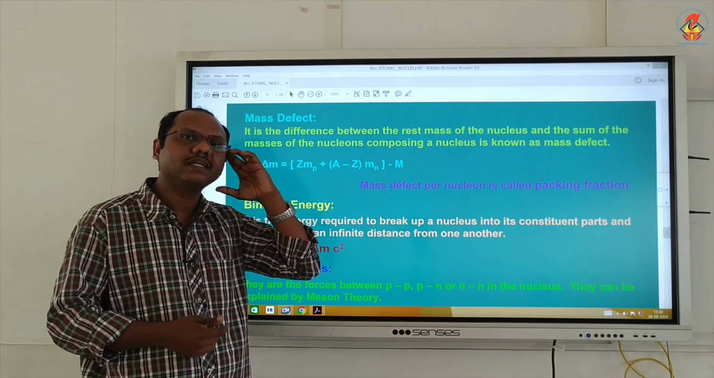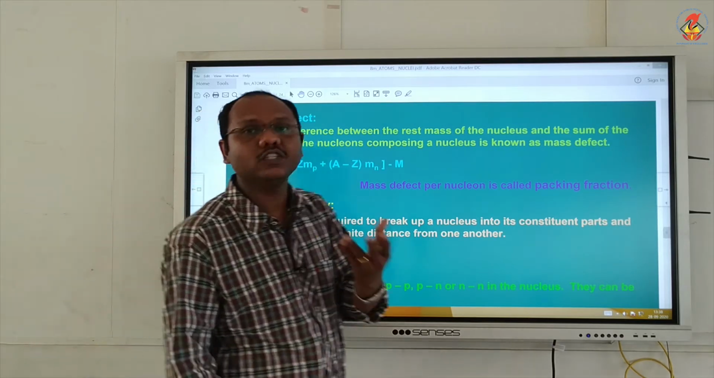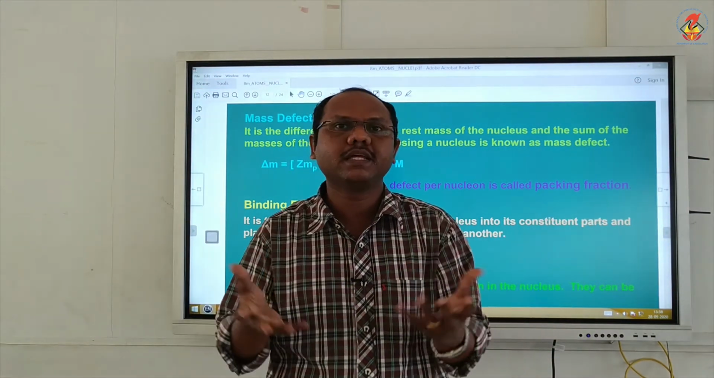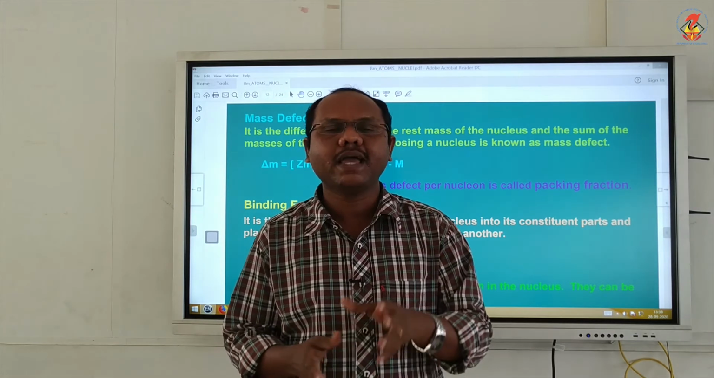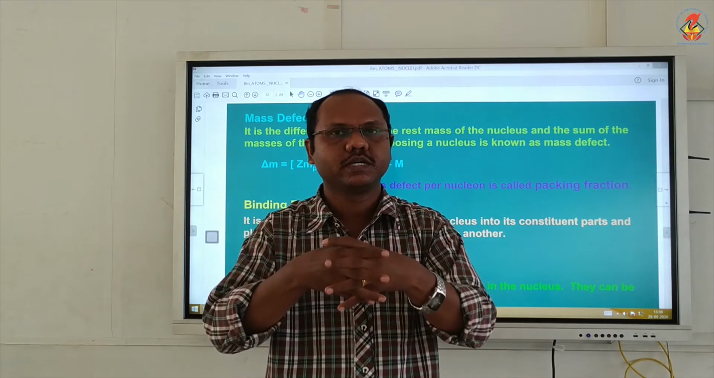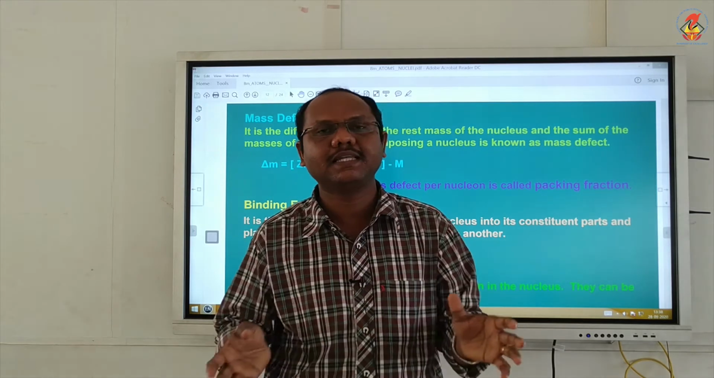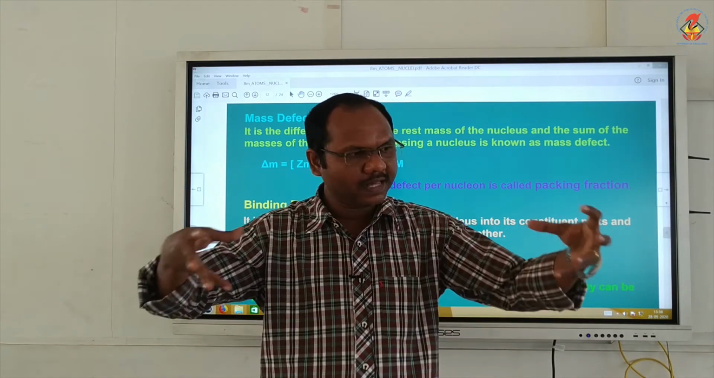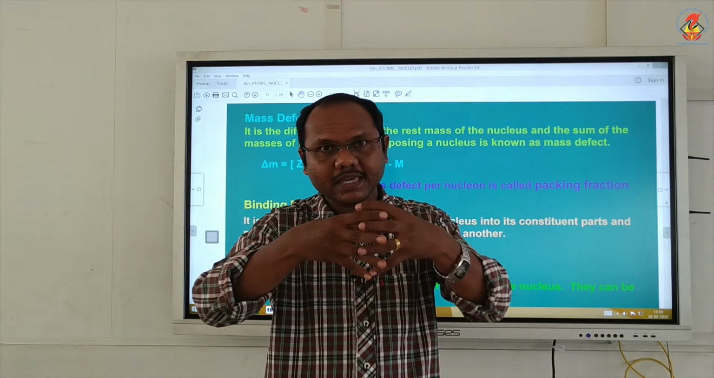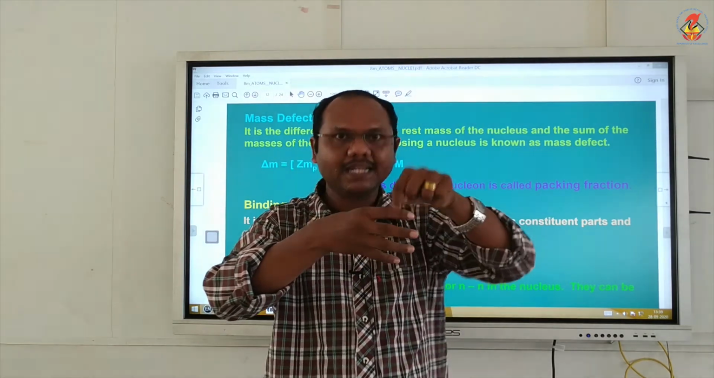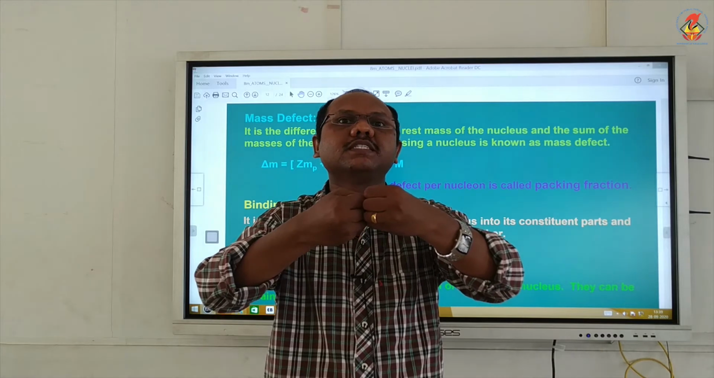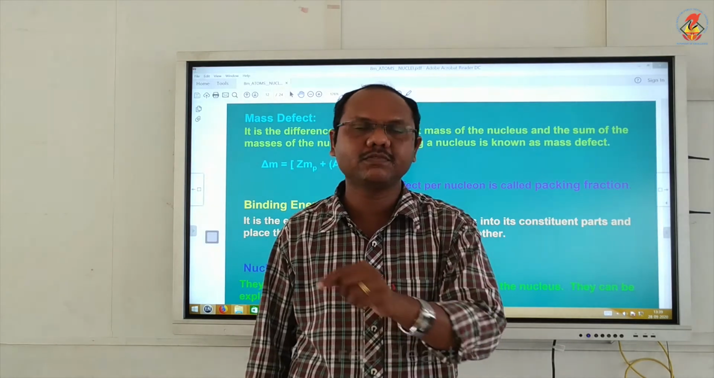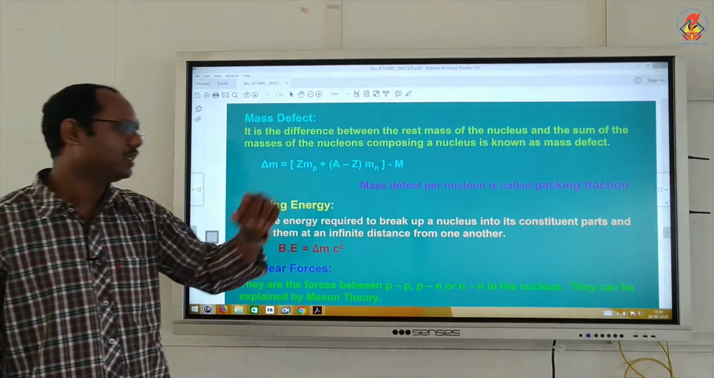So why am I making the definition like this? I could easily say that binding energy means the energy required to bind the nucleons within the nucleus. Why am I not saying that? Because it is an attractive force, so the energy will be negative, while the definition should be along the positive value. If I give an equivalent amount of energy, it will separate the nucleons within the nucleus. That is why I made the definition like this.